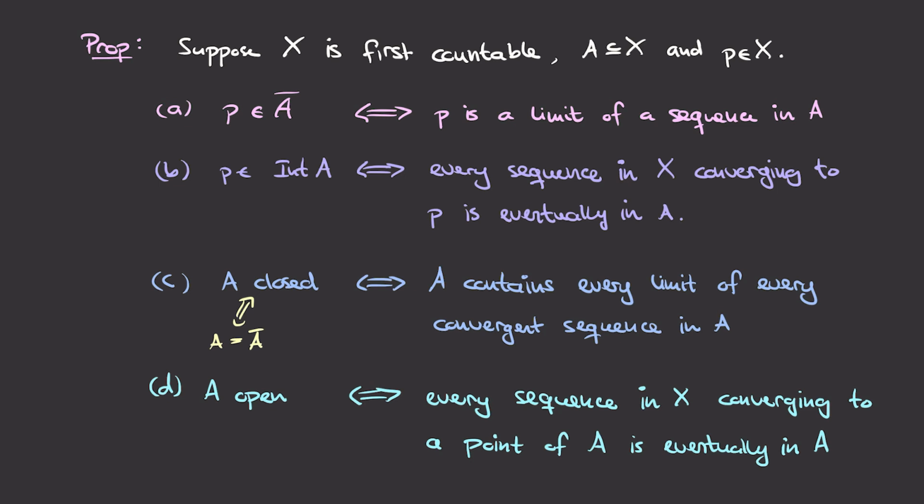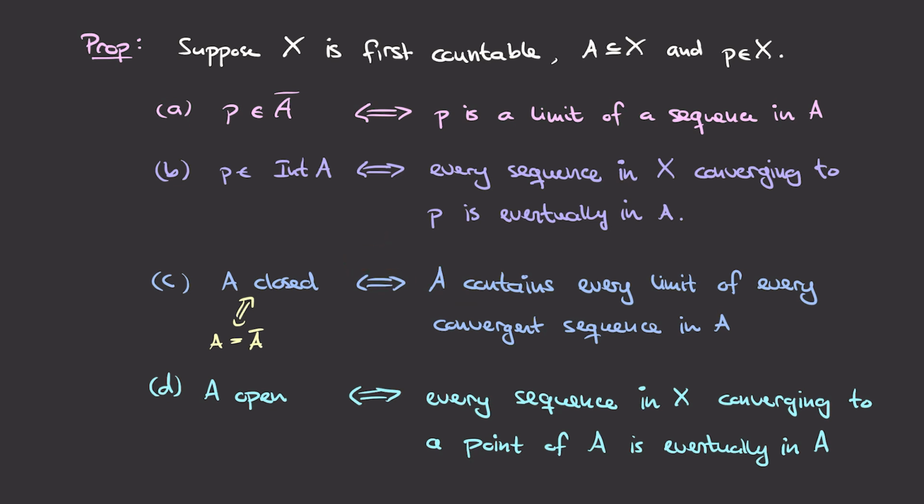Okay, so now suppose that A is closed. Well, we know that this means that A is equal to its closure. And now consider some convergent sequence in A. Now this convergent sequence will converge to its limit P, which is the limit of a sequence in A. And by part A of the proposition, this means that P lies in the closure of A, which is just A. So this means that A contains every limit of every convergent sequence in A. So we've shown this left to right direction.